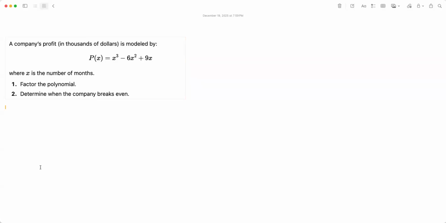See, this is a function for profit, right? So factor the polynomial, determine when the company will break even. Find the value of x. What is x? x is the number of months. In how many months will you break even? This is just an application using rational.